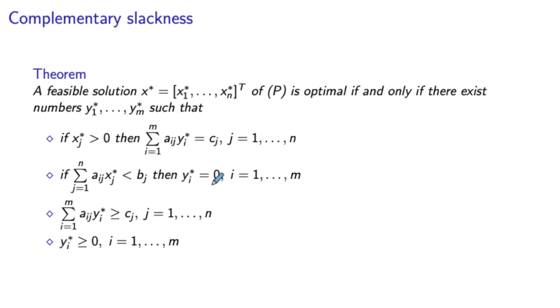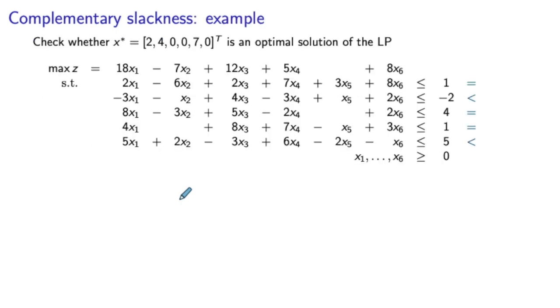Of course, we need to ensure that y1 star through ym star satisfy the dual feasibility, meaning that we also need to check all the dual constraints for feasibility. All right, so let's illustrate how we use this theorem to verify if a given solution x star is indeed optimal for our problem. Here we have a linear program, and we need to check whether this vector x star is an optimal solution of this LP.